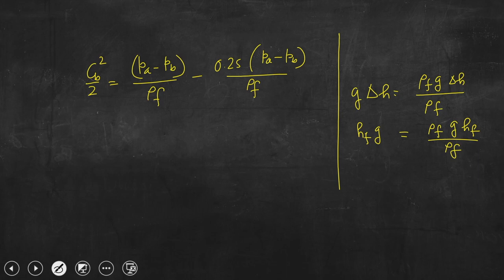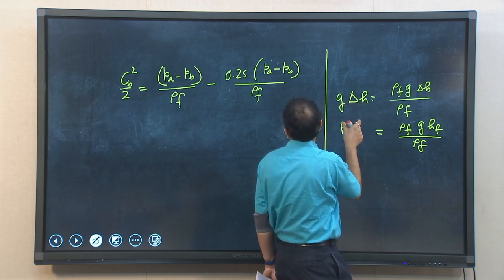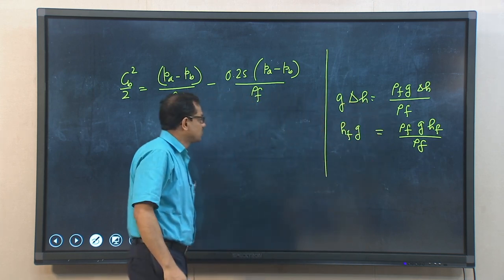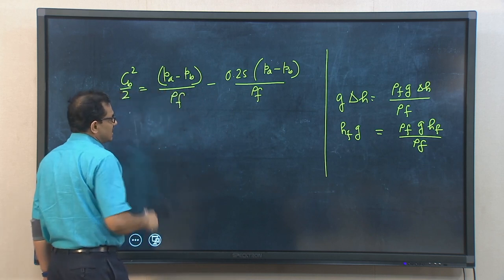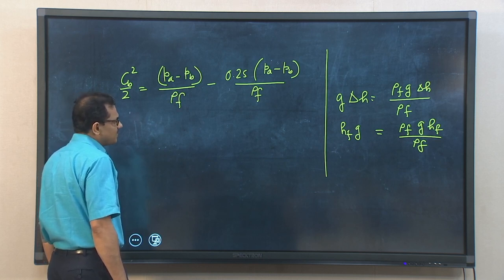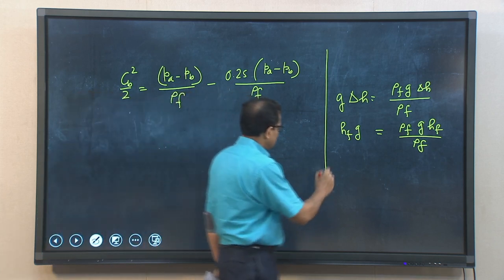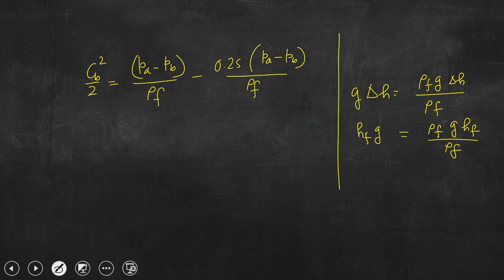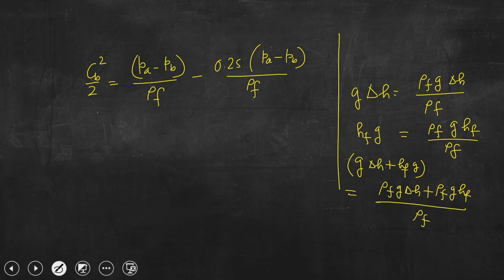So, the total pressure drop, this plus this, is equal to 25% of that at the venturi. So, you know that rho f into g into delta H plus rho f into g into H f divided by rho f, that is equal to 25% of (P A minus P B) by rho f, that is given. So, from there we can calculate.